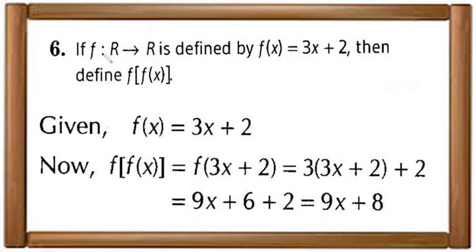Question number 6. If the function is defined from R to R, meaning real numbers, and the function is given as f(x) = 3x + 2, then what is f of f(x)? Now f of f(x) means we take f, and in place of f(x) we write the given function, which is 3x + 2. Now we treat this function as again f(x). So 3, and in place of x we input this value 3x + 2, and plus 2. Open it, solve, and the final answer is 9x + 8.